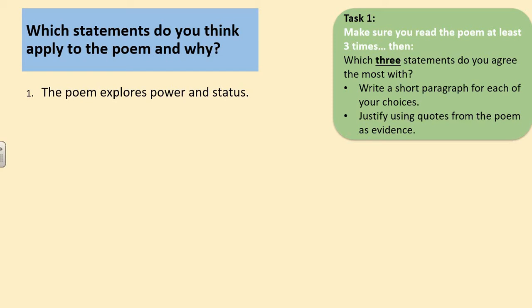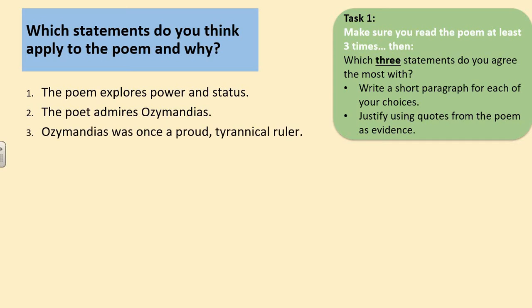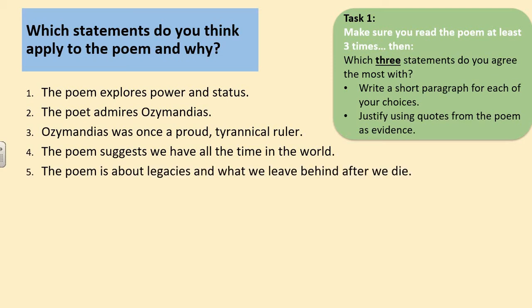So these are the statements. So, does the poem explore power and status? Is the poet admiring Ozymandias? Does he have admiration for him? Ozymandias was once a proud and tyrannical ruler. Do we think he was a proud, tyrannical ruler? The poem suggests that we have all the time in the world, so we have plenty of time, we don't need to worry, we'll be around forever. Does the poem suggest that?